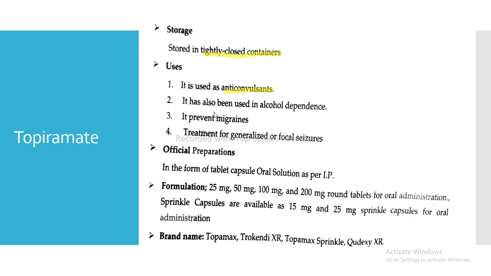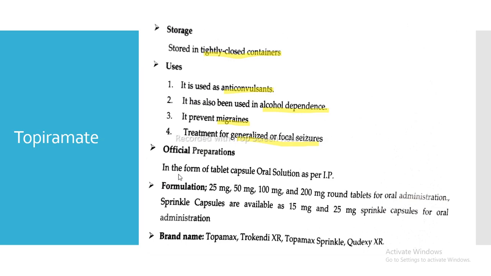It has been used in alcohol dependence, meaning for a person who is very addicted to alcohol, Topiramate can be used as a drug to reduce it and get relief from alcohol. Next, it is used to prevent migraine, and we have seen what migraine is. Next, it is used in the treatment of generalized or focal seizure. In generalized seizure the whole brain is affected, and in focal seizure a small part of the brain is affected. That person may also become unconscious.